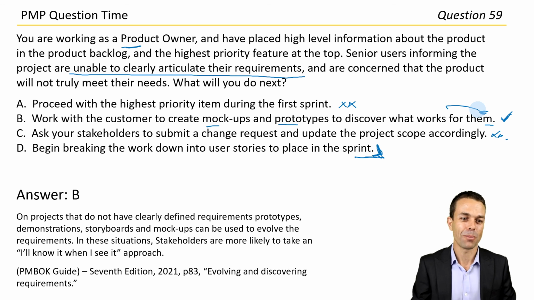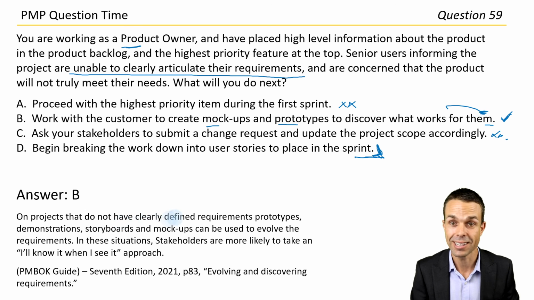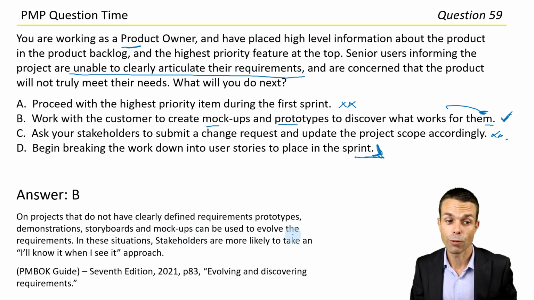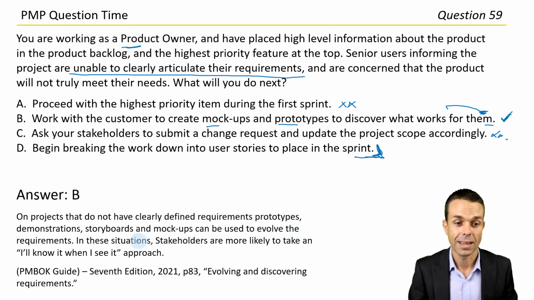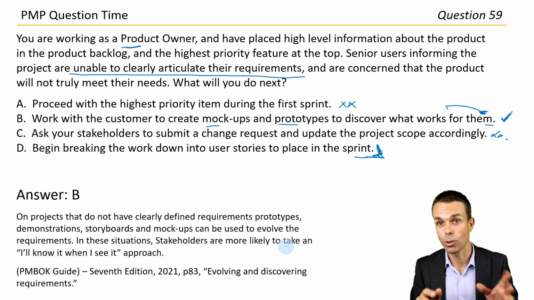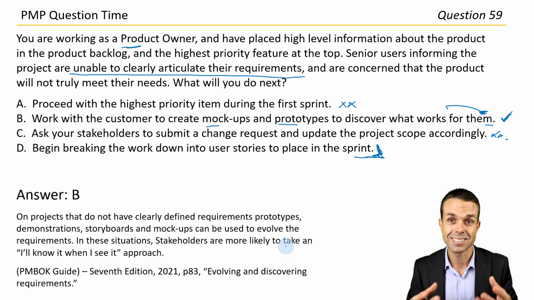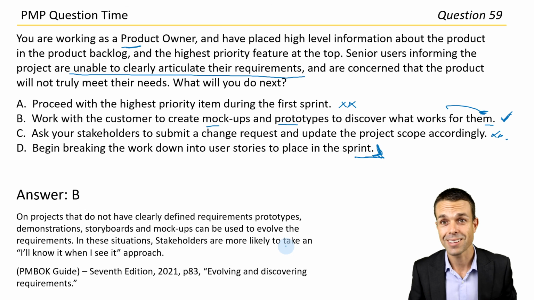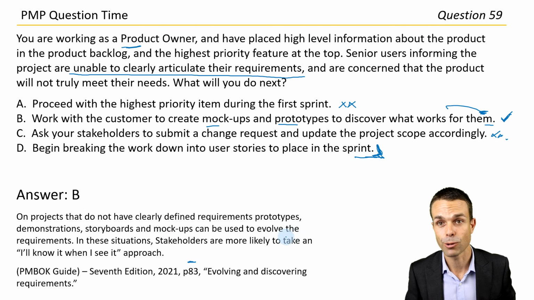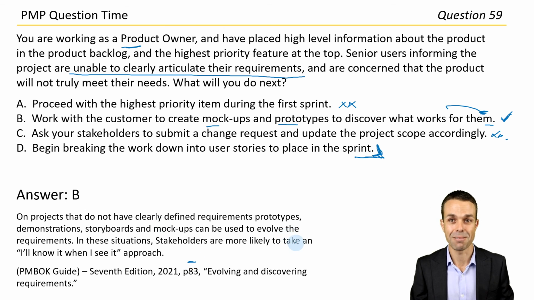Excellent work. On projects that do not have clearly defined requirements, prototypes, demonstrations, storyboards, and mock-ups can be used to evolve those requirements. In these situations, stakeholders are more likely to take an "I'll know it when I see it" approach. Now they can see it and they can say, oh, that's actually not what I thought it was going to be. Let's adjust it. Page 83 under Evolving and Discovering Requirements in the PMBOK Guide 7th edition.